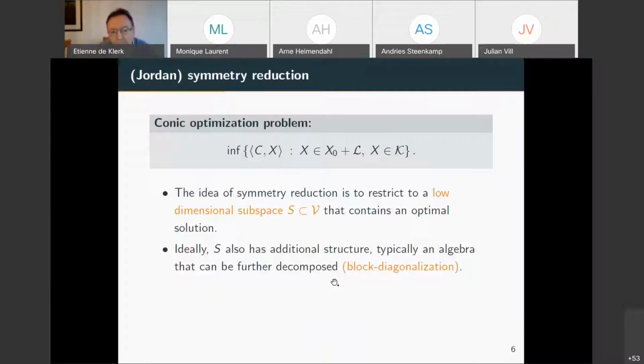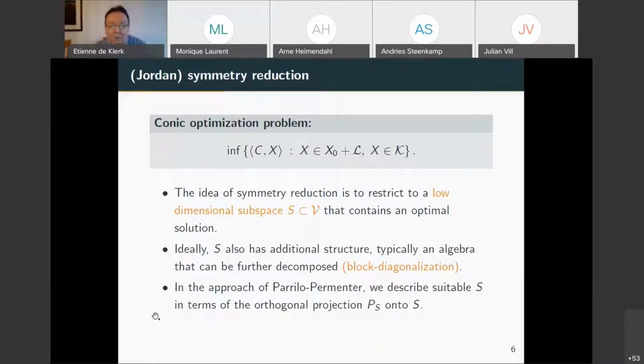Cordian spoke at length about these decompositions, but for practical purposes, the interesting thing is that we can typically simultaneously block diagonalize the basis matrices of the subspace, and that we can then exploit when solving these problems, because it's nicer to deal with membership of the cone of some small matrices than a big matrix.